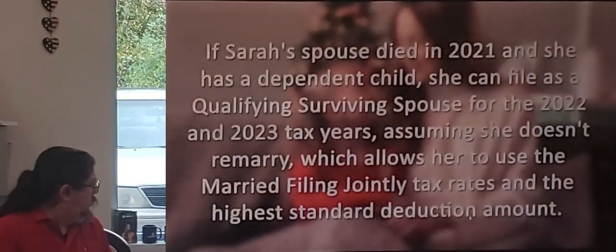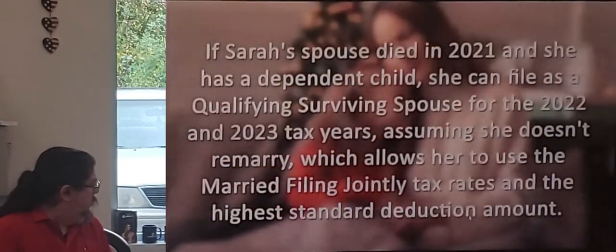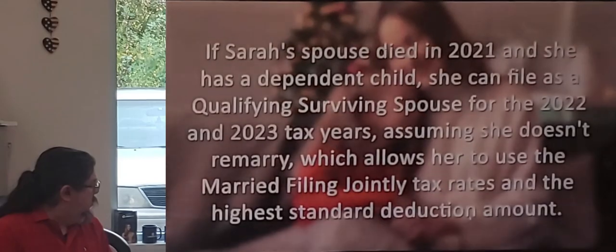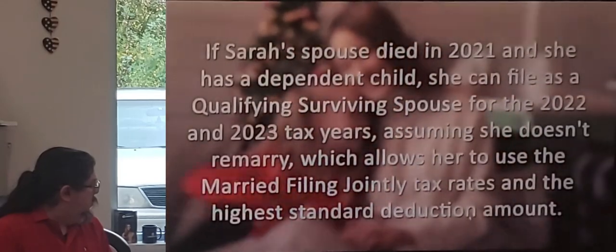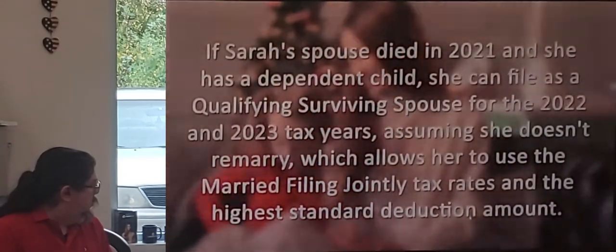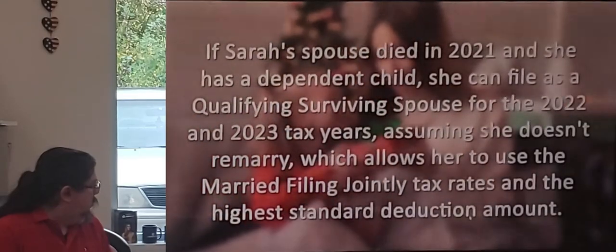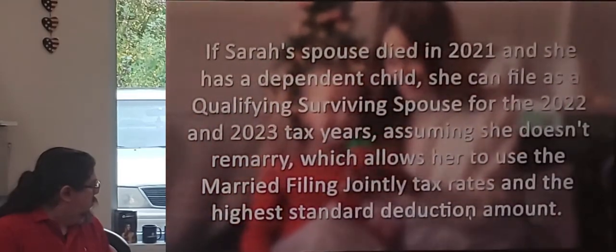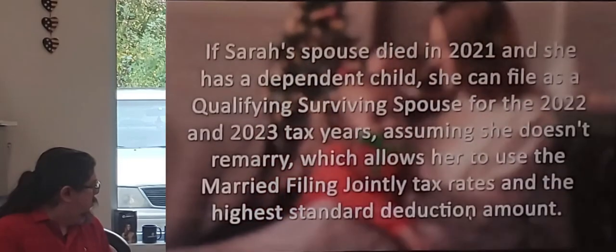For instance, if Sarah's spouse died in 2021 and she has a dependent child, she can file as qualifying surviving spouse for the 2022 and 2023 tax years, assuming she doesn't remarry, which allows her to use the married filing jointly tax rates and the highest standard deduction amount.